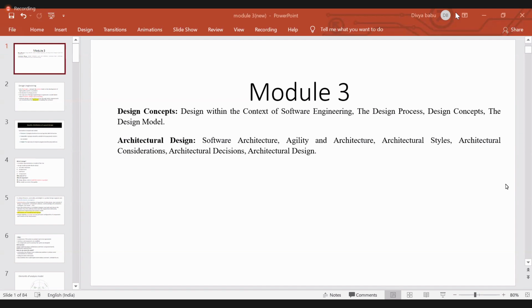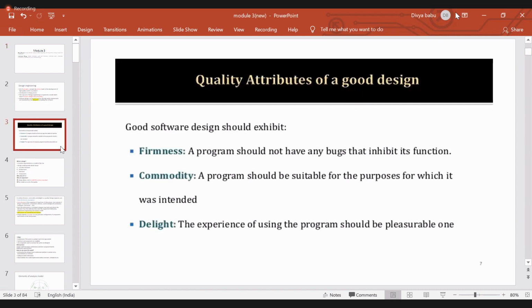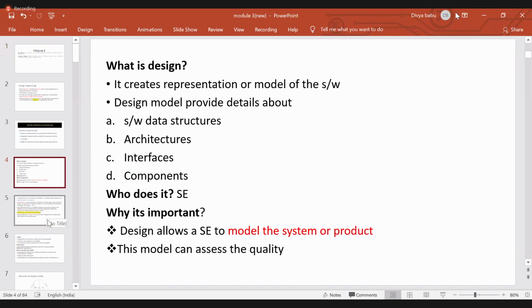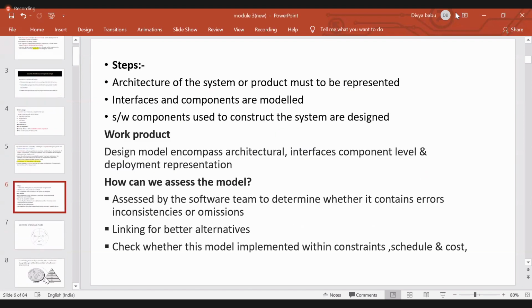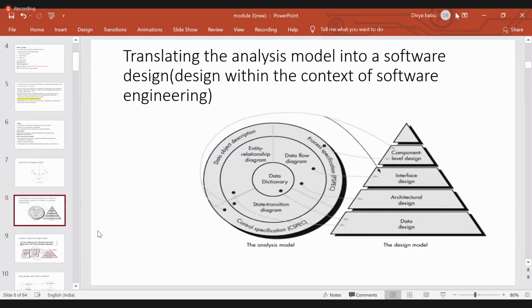What are the three attributes we learned? Anyone? Anyone remember it? No, it is the following: firmness, commodity, and delight. So these things I already discussed in the previous class. And what is design? How can we achieve this? And how to convert the analysis model to design.